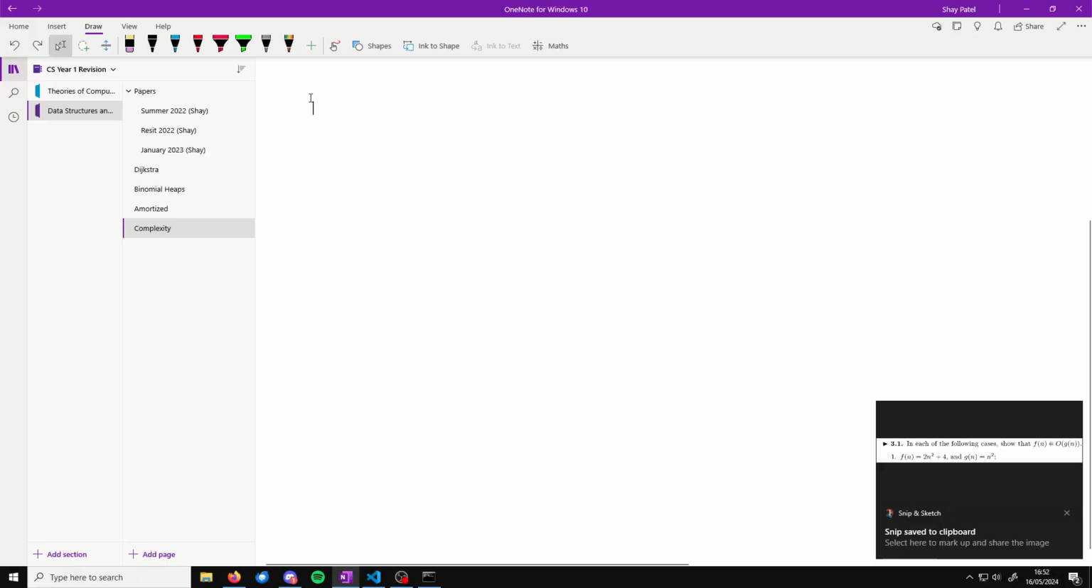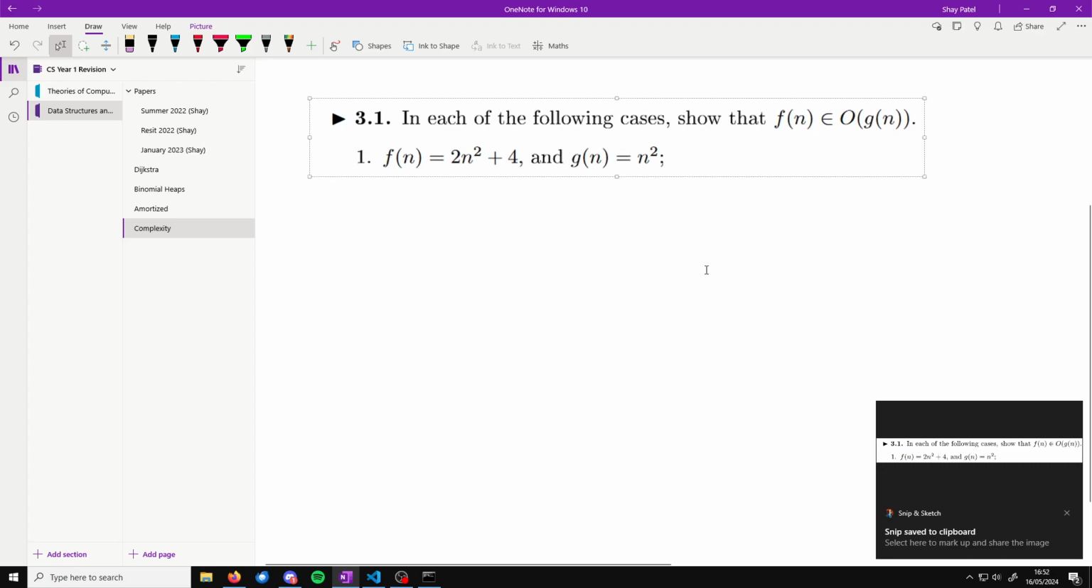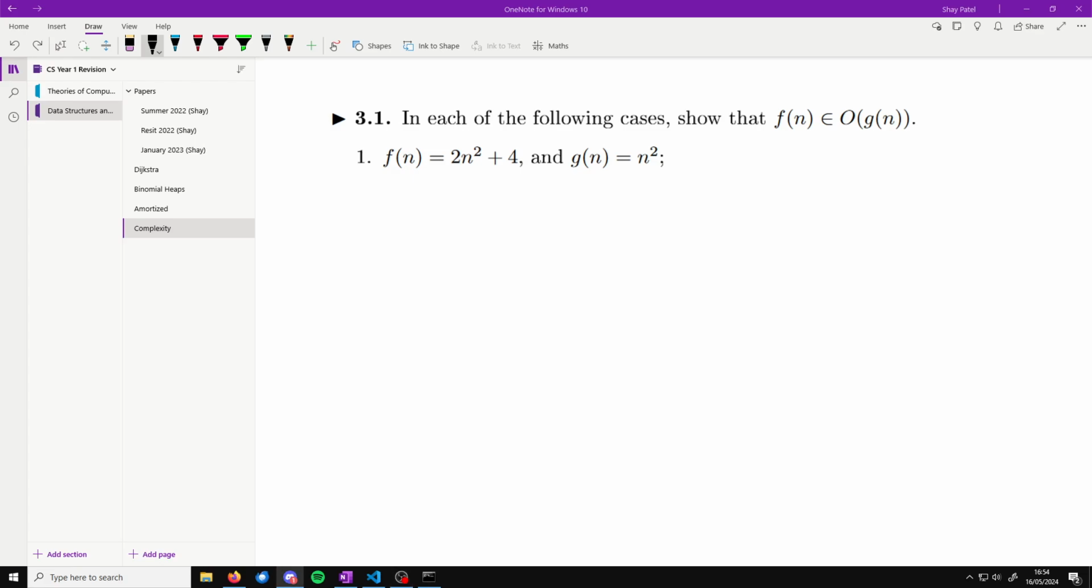We want to show that f of n is in O of g of n. So how would we go about doing this? What would be our first step? So how I like to remember big O is there exists some c and there exists some m, such that for all n greater than or equal to m, c times g of n, so c times n squared, is greater than or equal to our f of n, which is just 2n squared. So we need to find m and we need to find c, which satisfies this.